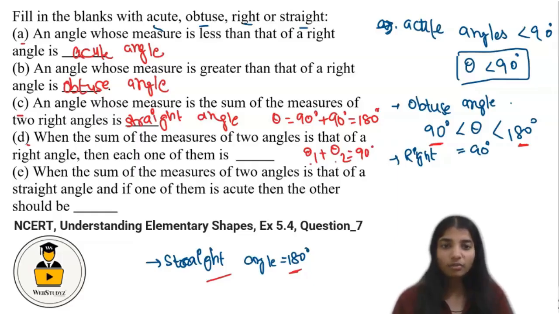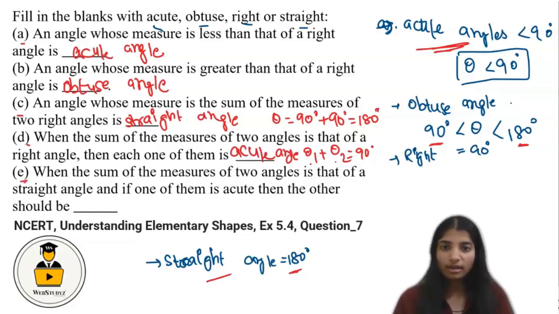It is given that the sum of the angles is 90 degrees, which means both angles are less than 90 degrees. It may be like one angle is 30 degrees, another is 60 degrees, or one angle may be 45 degrees, another is 45 degrees. Basically the sum is 90 degrees, which means the angles individually must be less than 90 degrees. So we know that angles less than 90 degrees are acute angles. So the answer to this part is acute angle.